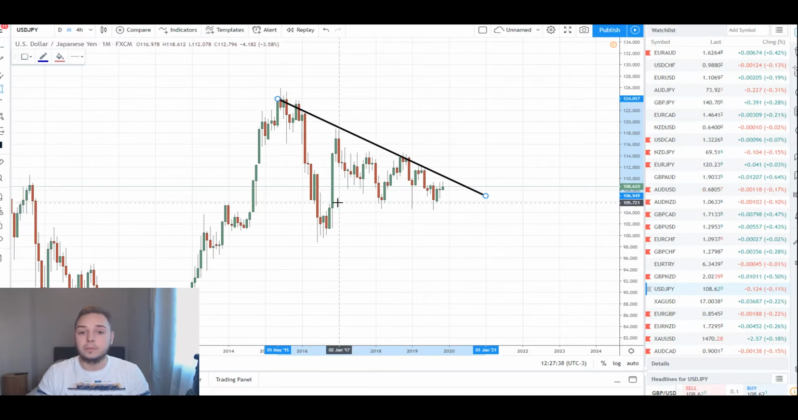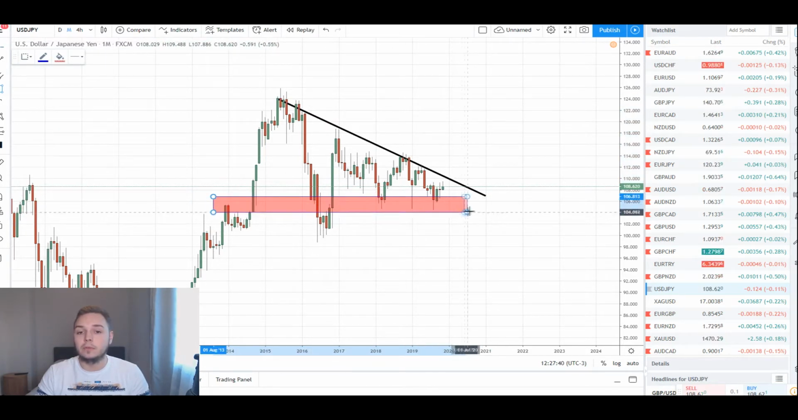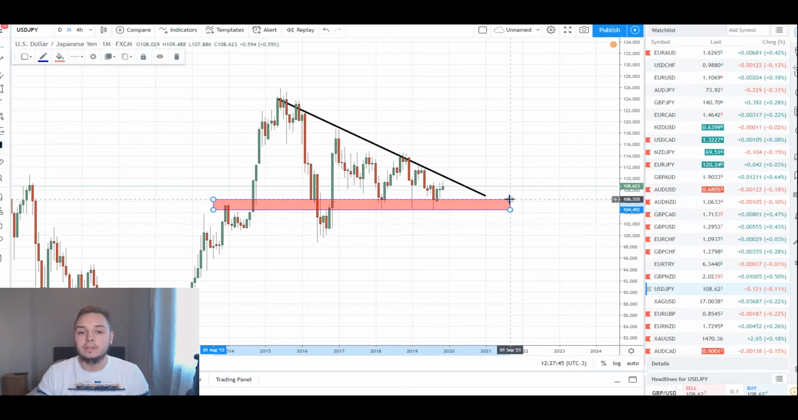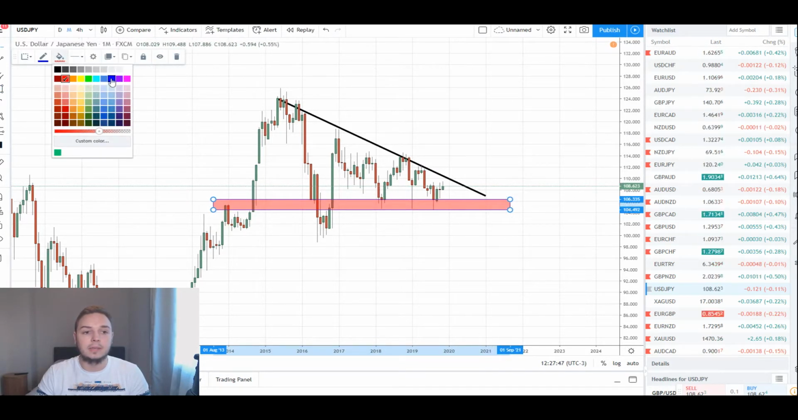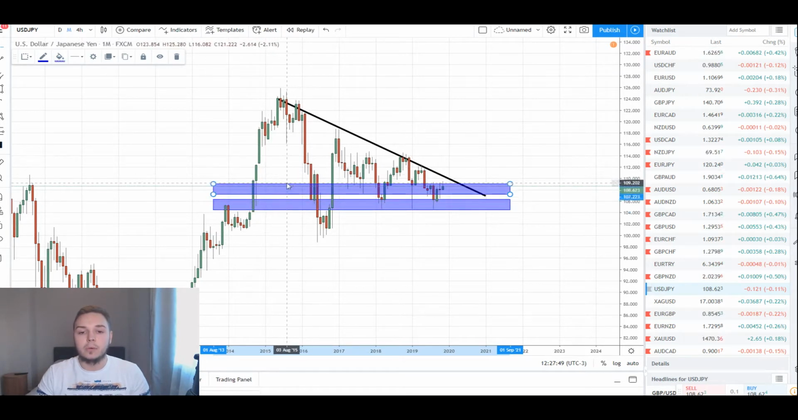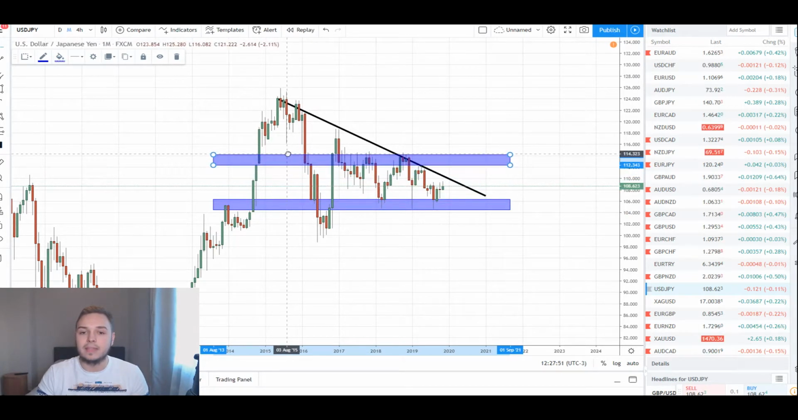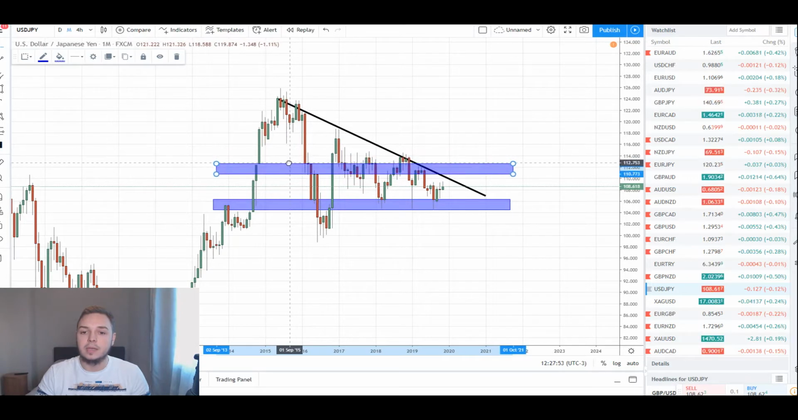Right, so the next thing, we need to find support and resistance levels. So what's the previous support and resistance level? Right, it's over here. So this is an area of sensitivity. Let's make this blue. Right, so what else? Where can we see a next area of sensitivity? Is it here? Is it here?